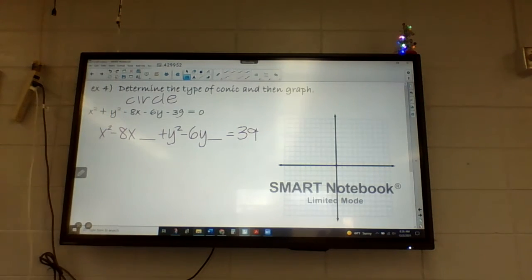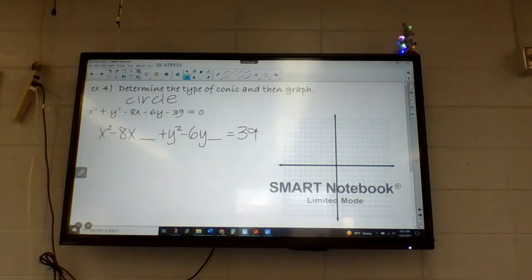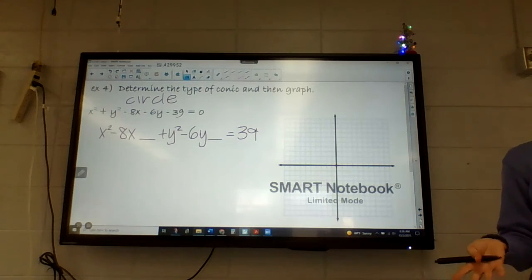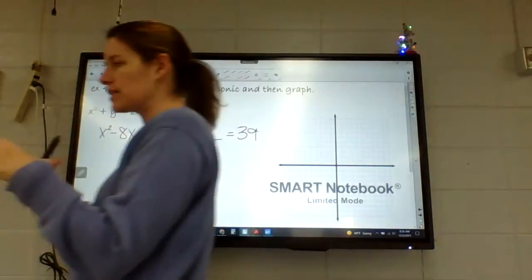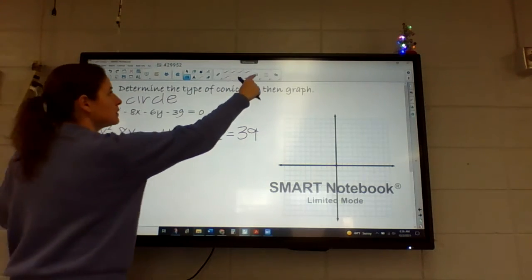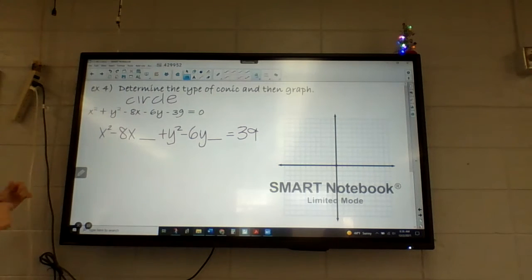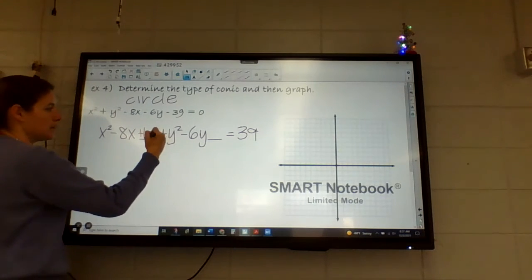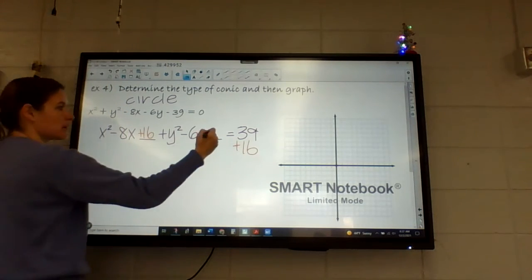And again, with a circle, we move just the C, like the R value or whatever, to the other side. And we're going to complete the square twice in this case. Now, they can have coefficients in circles. It's just when they have the same one, it means that it's like a perfect ellipse, which is a circle. So, -8 divided by 2 squared. -6 divided by 2 squared.